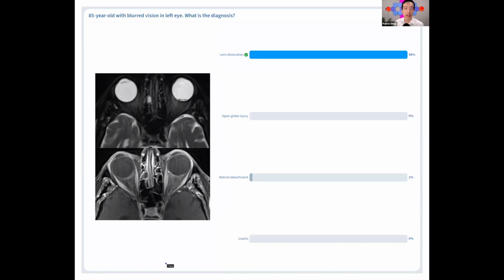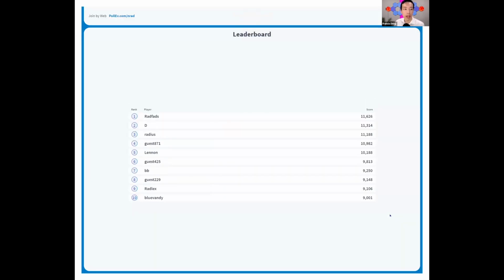98% of you got the correct answer, which is lens dislocation. This patient has bilateral intraocular lens replacements, which appear on T2 weighted images as a linear thing in the location of the usual native lens. But this one is dislocated posteriorly into the posterior aspect of the globe. And it doesn't have any particular findings on the T1 post-contrast image other than maybe a little bit of a low signal intensity artifact here. But this is the key finding, and nearly all of you got the correct answer, so I won't belabor it. So RADFADS is still up at number 1 on the leaderboard.